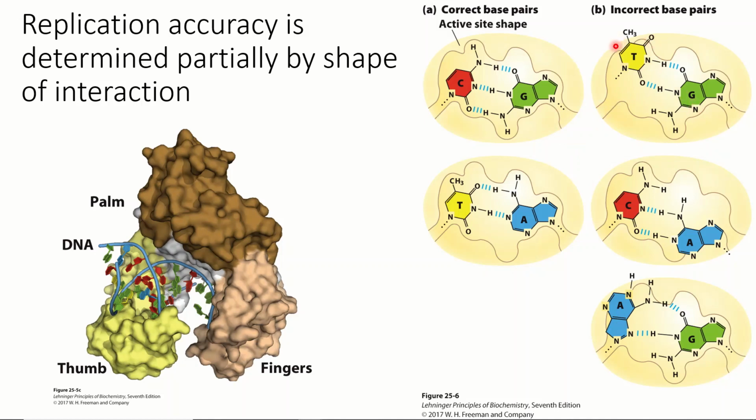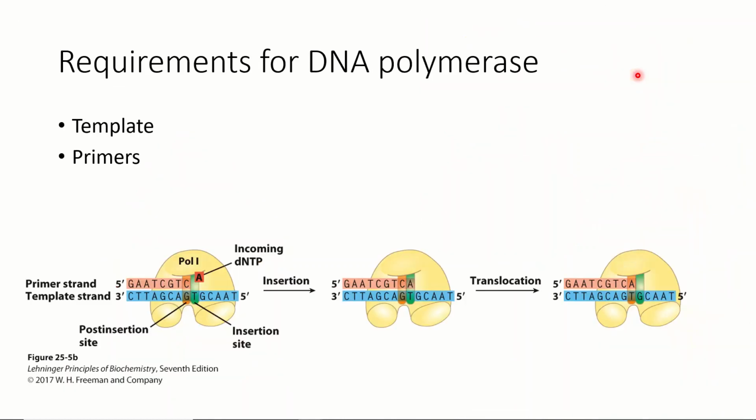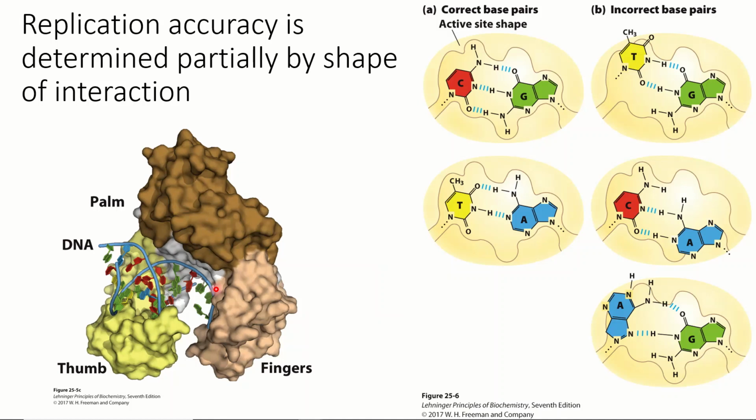Because if the pair doesn't fit, then the polymerase is less likely to make this insertion. So if, for example, instead of A, we were putting G in here, then the fit of G would be worse than the fit of A, and the polymerase can reject insertion of G because it doesn't fit correctly. And so mispairs are avoided by the way that they interact in the enzyme pocket. If they don't have the correct shape and interactions, then the incoming dNTP is less likely to be sealed to the growing end of the primer.